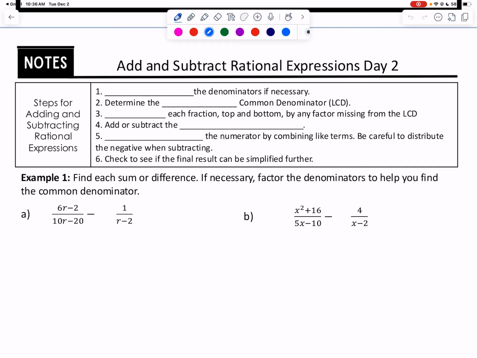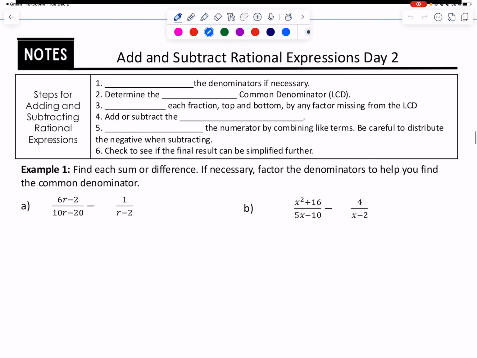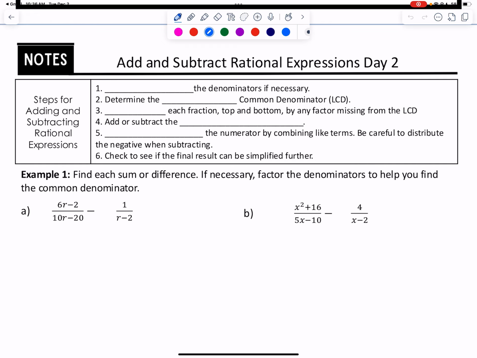In today's lesson, we will be adding and subtracting rational expressions. Before we get into it, let's look at a couple of steps. When you're adding and subtracting rational expressions, the first thing you're trying to do is find a common denominator. Sometimes we have to factor the denominators to find that common denominator.